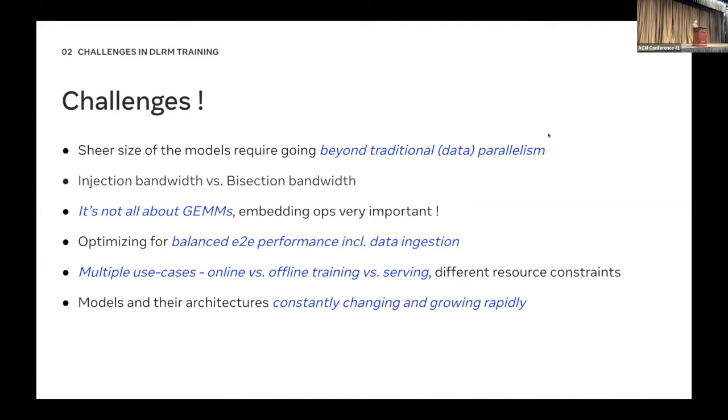And typically a system that we design for DLRM will have multiple use cases. For example, offline training, online training, and serving. Each of them will have different resource constraints. So we need to design the system against multiple optimization targets. And last but not least, the models and their architectures are changing constantly and growing rapidly. So we almost need to over-provision our system in order to catch the growth in the coming years.